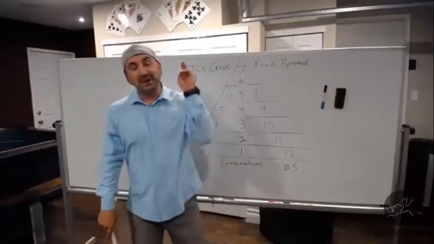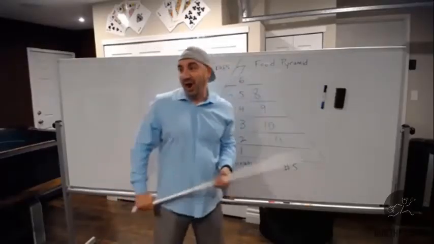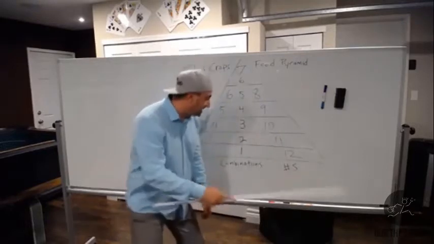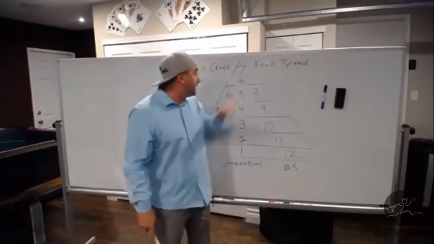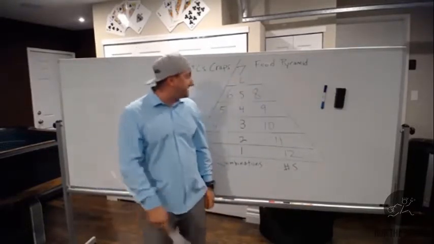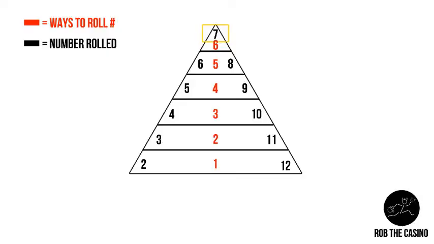For those of you that are in multi-level marketing, you always want to be at the top of the pyramid. You never want to be at the bottom. The people at the top are making the money. And guess who's at the top? Good old number 7.